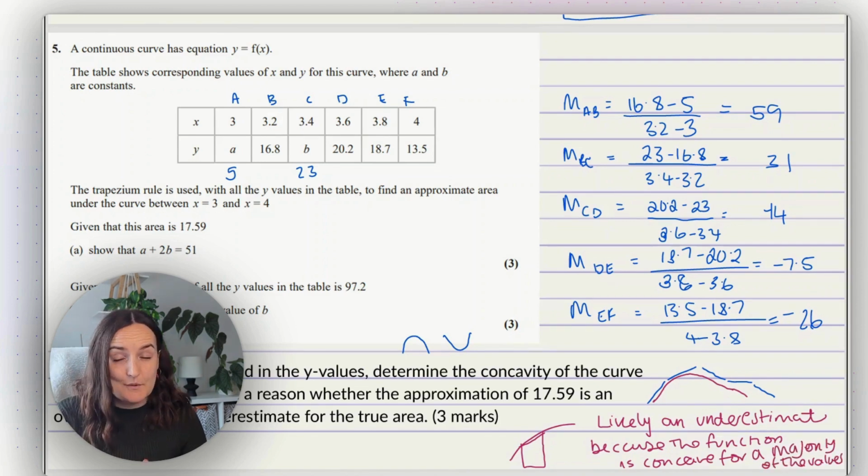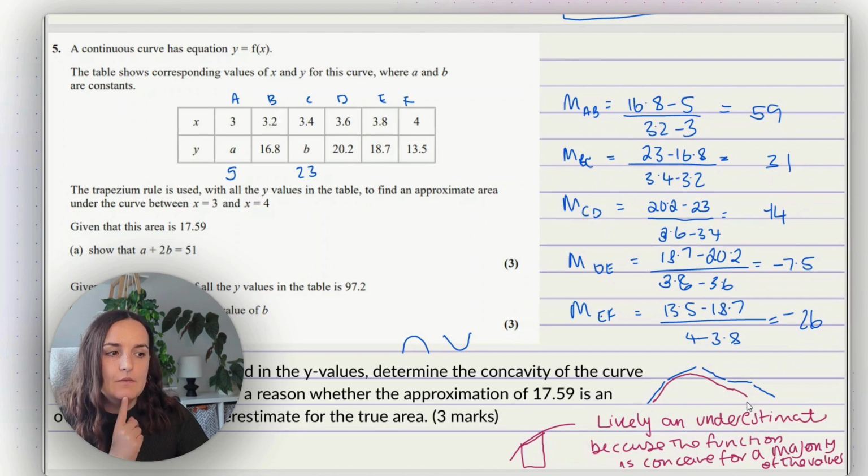So that was quite difficult. You had to identify that you needed to look at the gradients to determine whether it was concave or convex, and even then it wasn't very clear cut. If it was a question like this where it wasn't always decreasing the gradient so that it would be concave, then they would probably accept a different answer. They would probably accept you can't tell. Because at some points it's concave, some points it's convex, or you could say something like this where it is an underestimate because it's concave for the majority of the value.